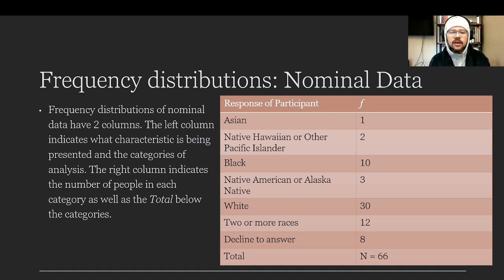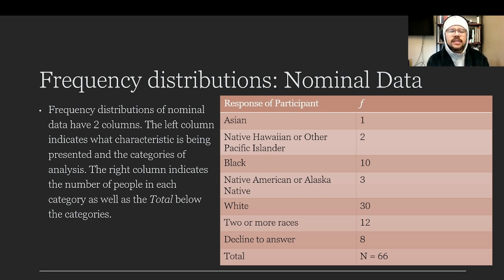So instead of presenting someone with categories where we don't offer them a decline to answer choice, someone may say, I don't want to answer, and we're just missing data. If we don't provide a decline to answer option, maybe people will feel forced to select themselves into a particular category that they don't necessarily identify with.